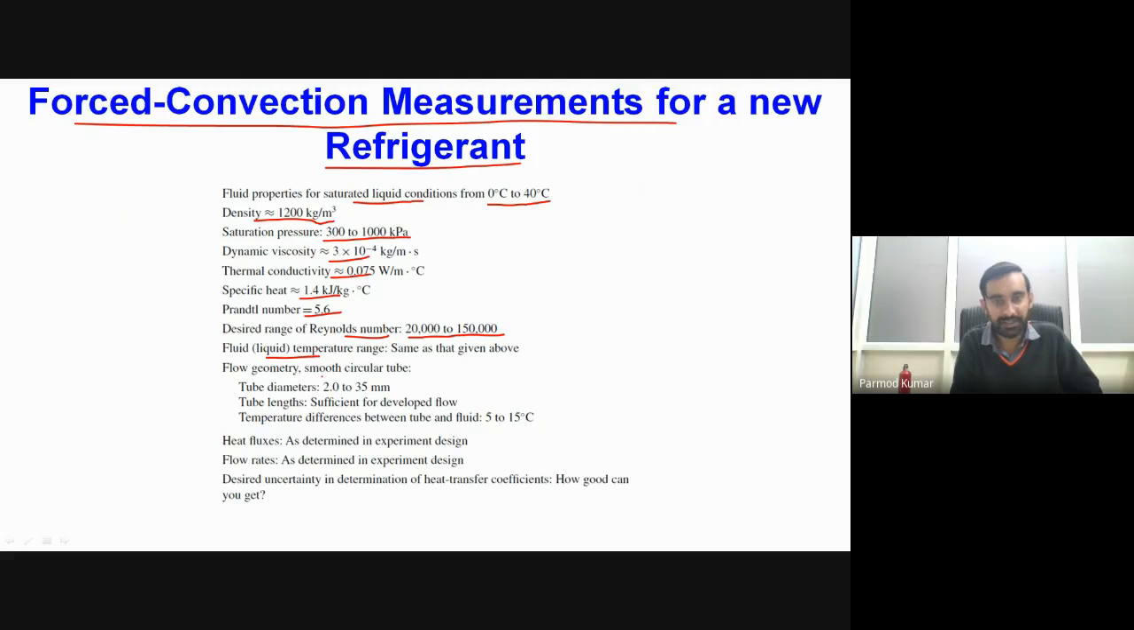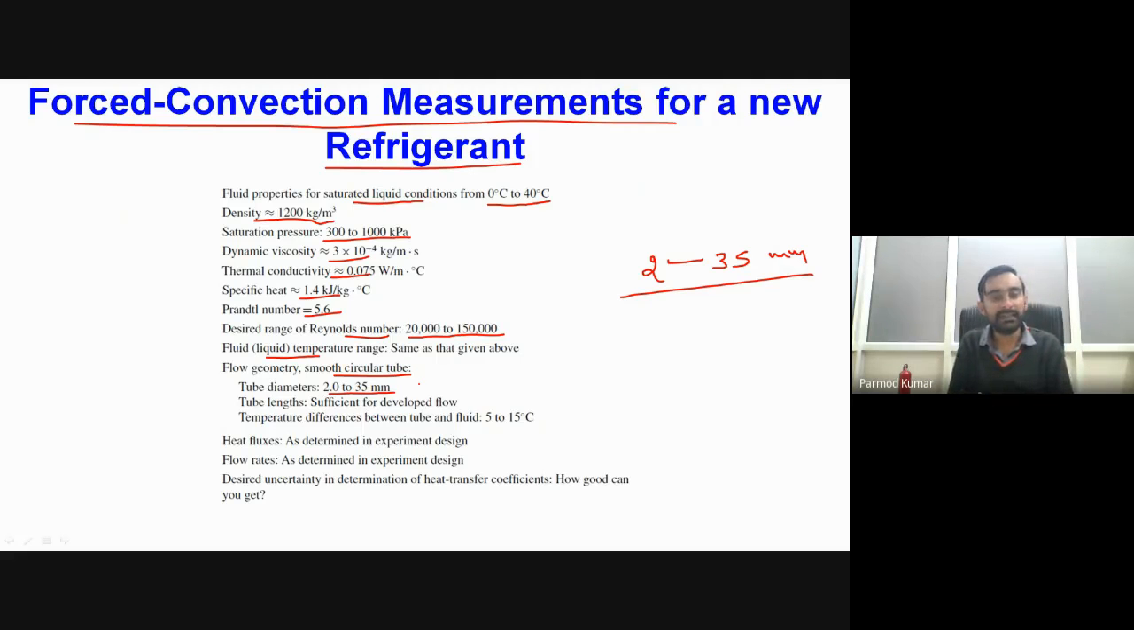The flow geometry within which we have to do the testing is a smooth circular tube, and the diameter of the tube ranges from 2 mm to 35 mm. So when we do the measurements, we have to determine the forced convection characteristics within the range of 2 mm to 35 mm tube diameter. There is no information given about the tube length; it is just written that it should be sufficient for the flow to become fully developed. It means we have to determine the forced convection characteristics under the fully developed flow situation.